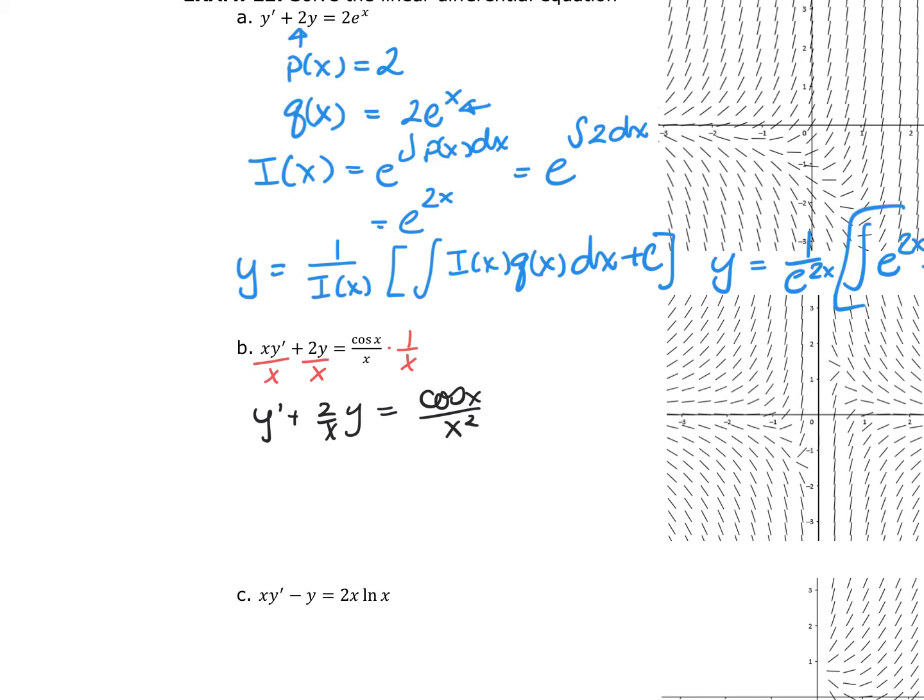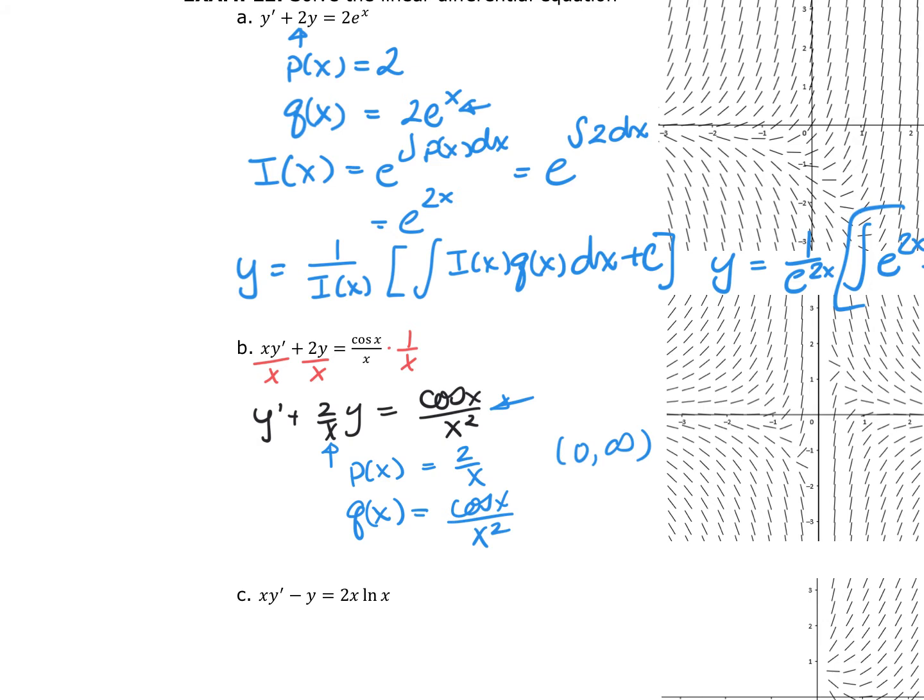Now I've got to pick a good choice for my p of x. My good choice is this. So p of x, lowercase p of x, is 2 over x. So that is a good choice for p. That tells me that q of x is going to be equal to the cosine of x over x squared, because that's my q of x. Now I know that p of x and q of x are continuous everywhere on the interval from 0 to infinity. Now that's because I want to have that positive function. Remember that positive function thing.